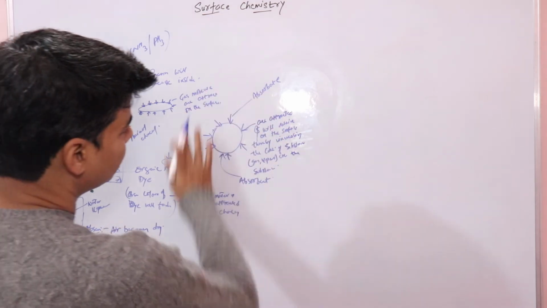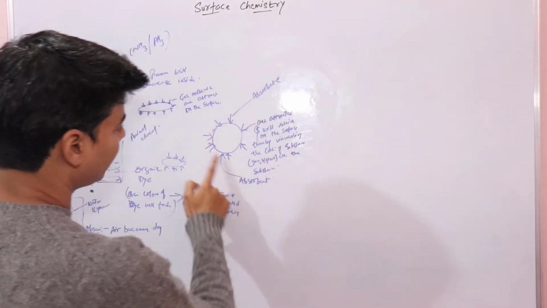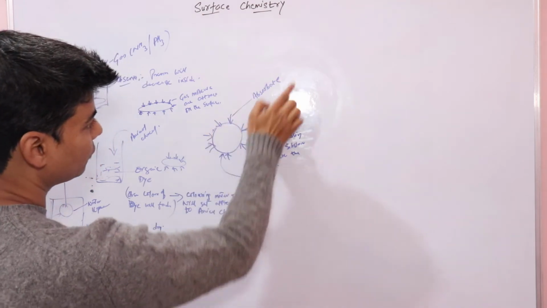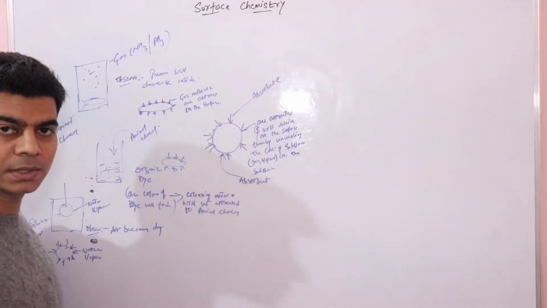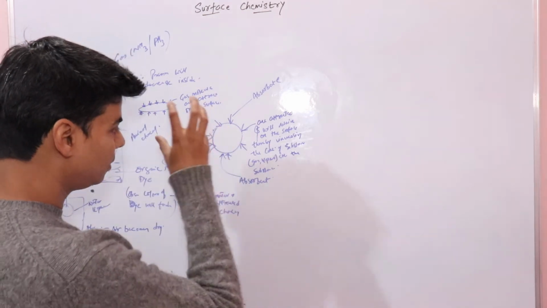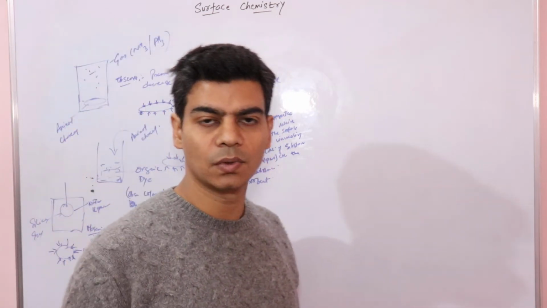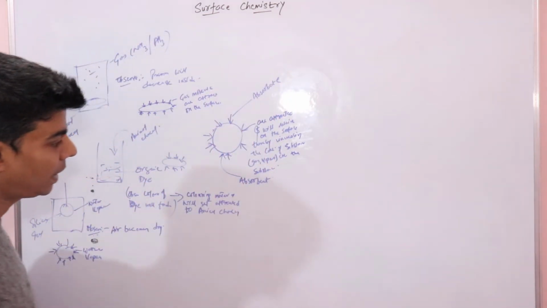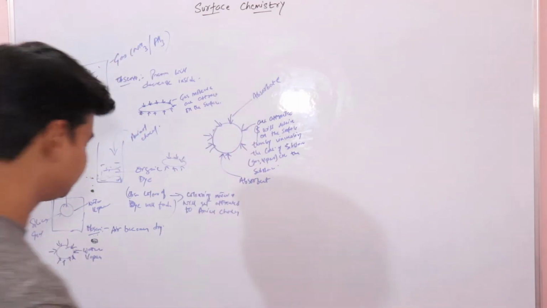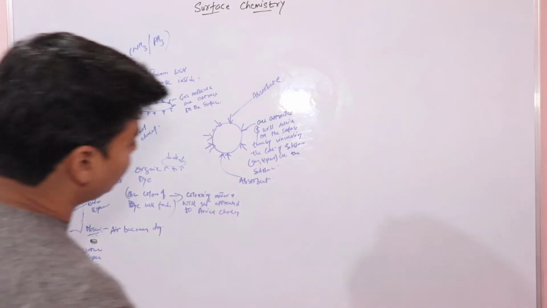The process in which this adsorbate gets attracted onto this adsorbent, thereby increasing the concentration of adsorbate on the surface, and these gas molecules are retained on the surface, is known as adsorption. Adsorption increases the concentration of adsorbate on the surface. So this is your adsorption.